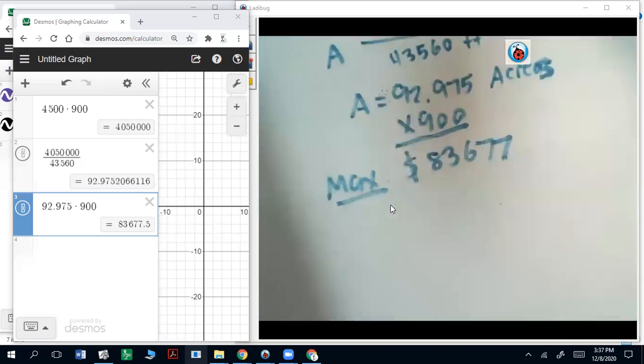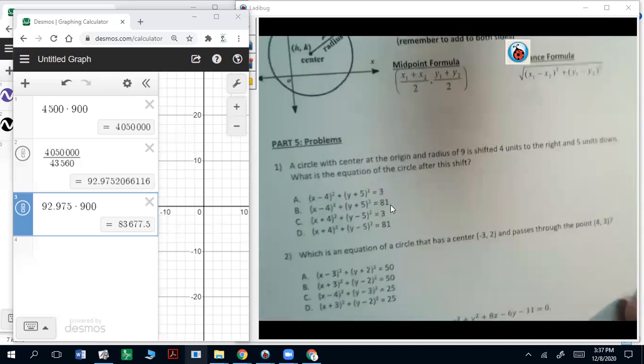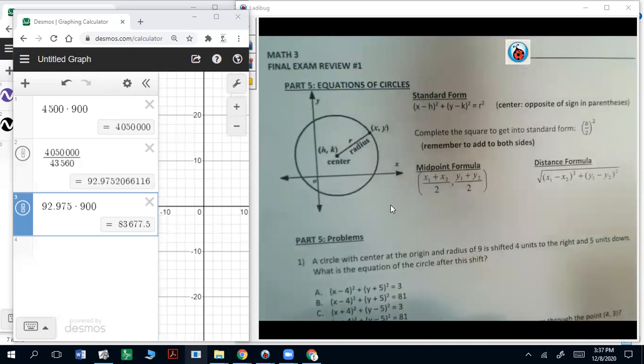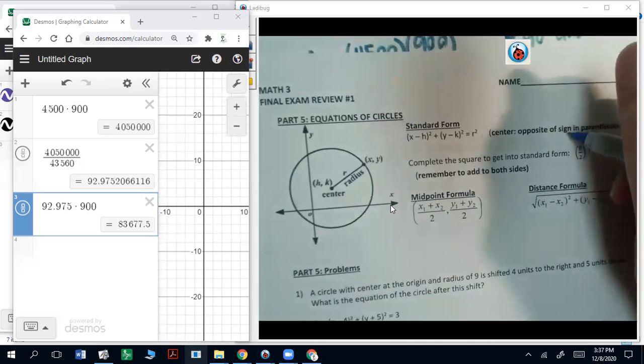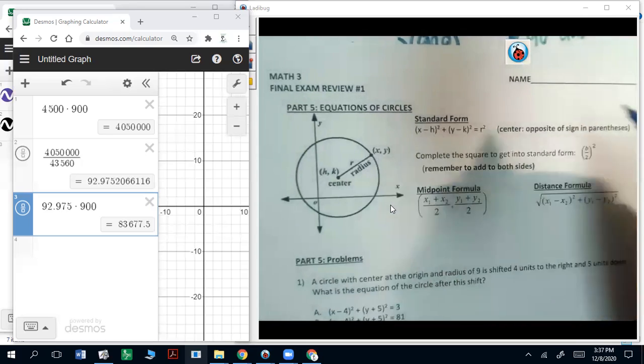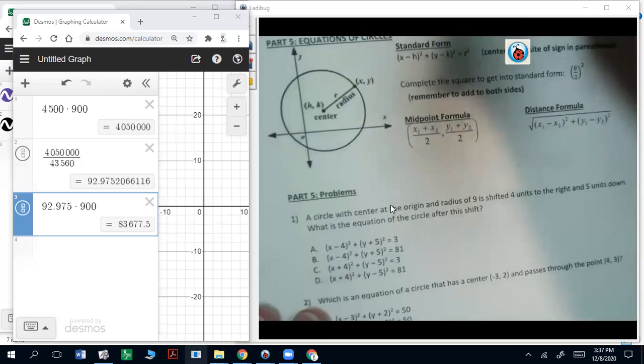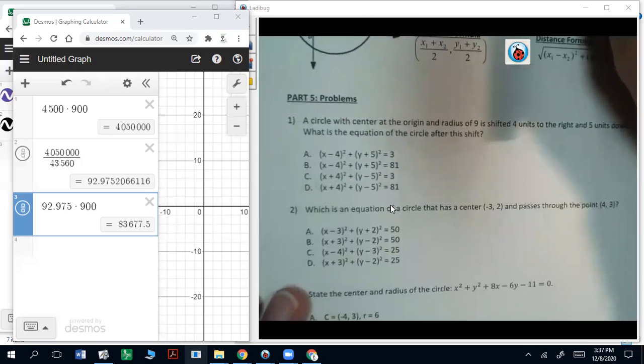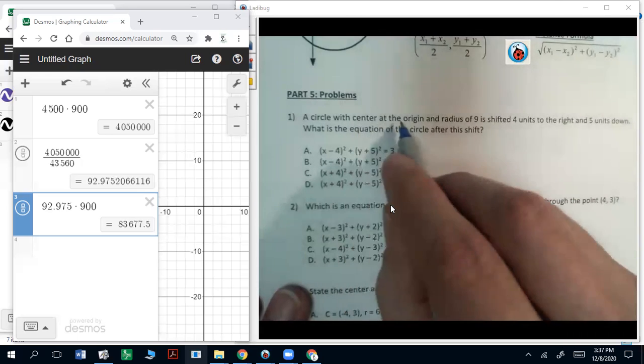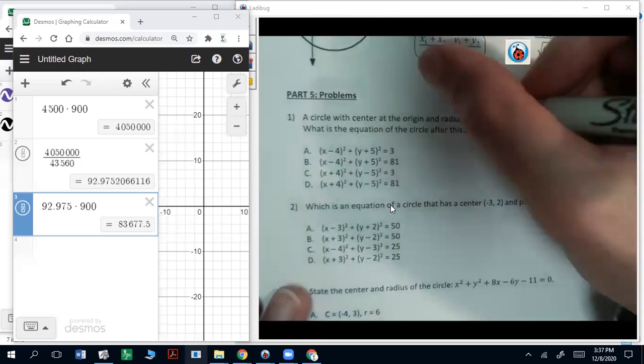All right, last section, part 5. Equation of a circle. Remember the opposite sign for the circle equations when you're graphing them. And let's go over and do these. Center with circle at the origin with a radius of 9.